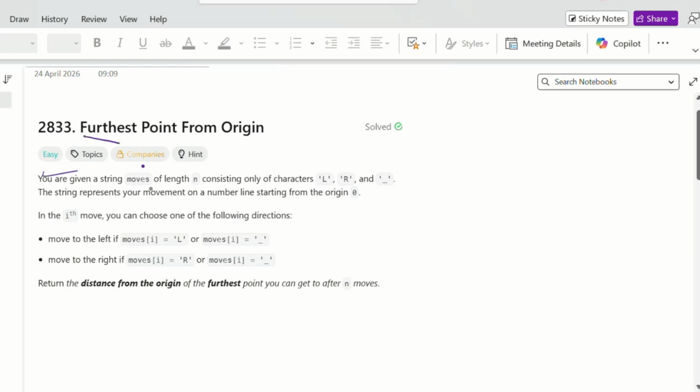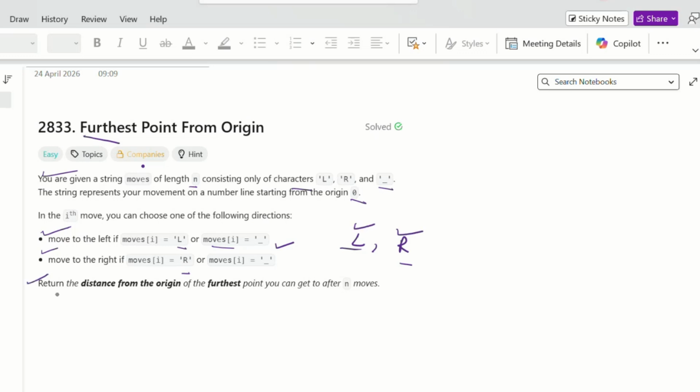You are given a string moves of length n consisting only of characters L, R, and dash. The string represents your movement on a number line starting from the origin 0. In the ith move, you can choose one of the following directions. You can move to the left or to the right if the move is equal to L and R correspondingly. And if the move is equal to dash, then you can move either left or right. It is like our wish where we need to move.